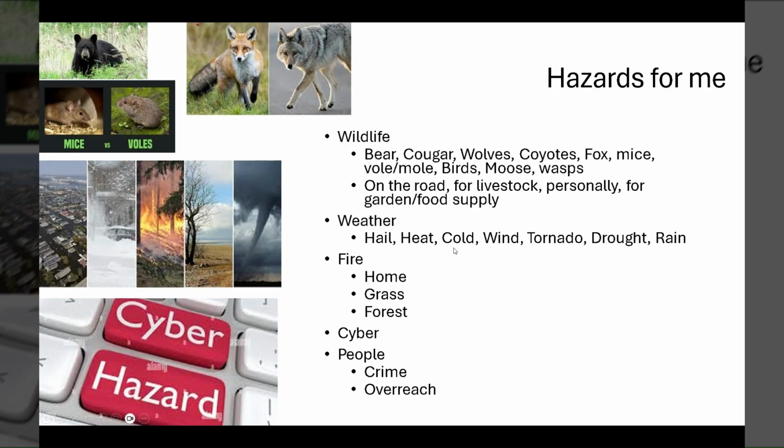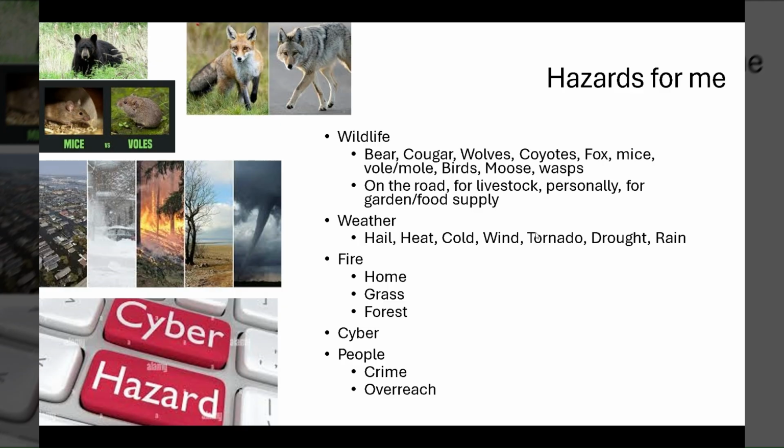Wildlife on the road. I've had many instances of either near collisions or collisions with deer on the road. It could be damaging for livestock. The deer got into one of my hay bales here that I feed my horses with. So there is a risk that I lose food for my horses because of wildlife.